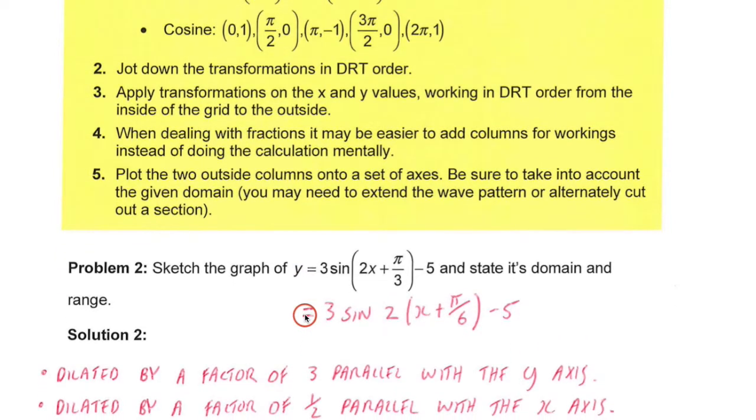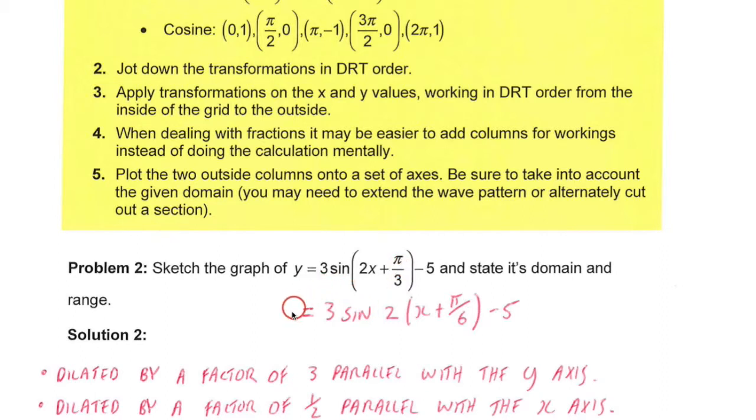Sketch the graph of y equals 3 sine of (2x plus pi on 3), minus 5, and state its domain and range. What I notice is that I can manipulate this equation so that the coefficient of x is 1, and I can do that by taking 2 out of the bracket. So if I have 2x and I divide it by 2, I'm going to get just x, and if I have pi on 3 and I divide it by 2, I'm going to get pi on 6.